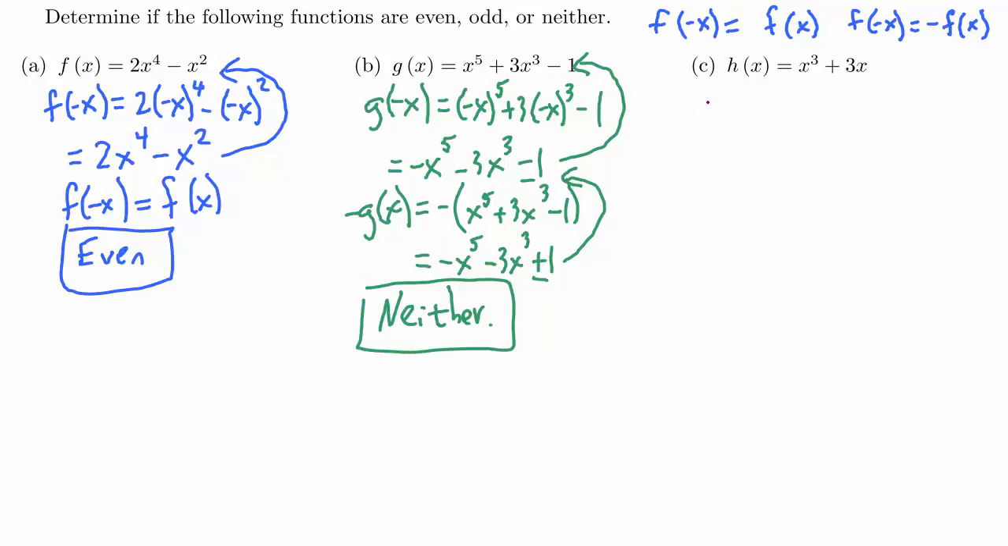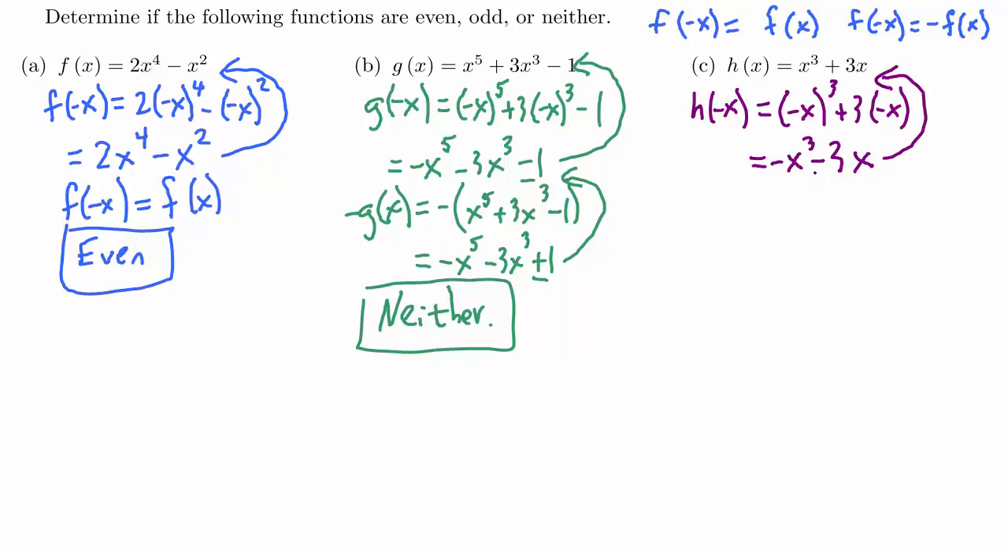Okay, let's look at C now. C is h of x equals x cubed plus 3x. So it gives me h of negative x is equal to negative x cubed plus 3 times negative x. Again, because it's odd degree, it changes the sign, so that's negative x cubed. And again, odd degree changes the sign, so it's negative 3x. Notice that these two are not the same, therefore they are not even.